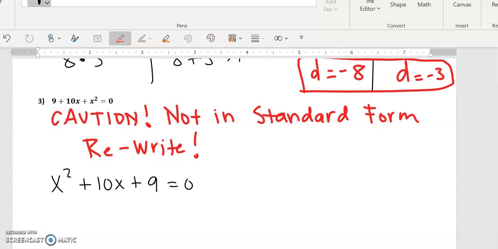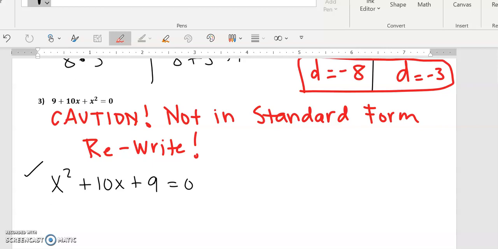And so I'm allowed to rewrite that. That's the commutative property of addition. I can change the order here on this side of the equal sign. Those terms can commute and change which order they're in. That's just fine. Now I need to factor. Now it is in standard form.